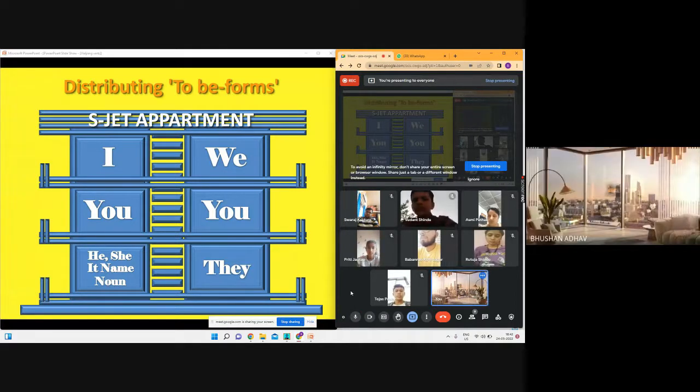Now, for the future, it is very simple. Shall, will distribution. One shall, two, three will. In the case of I and we, use shall, and for all other remaining subjects, use will. So it will be very simple and very easy.